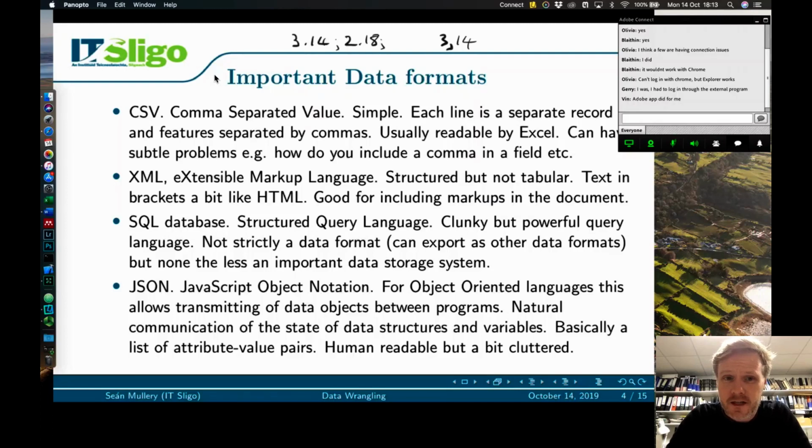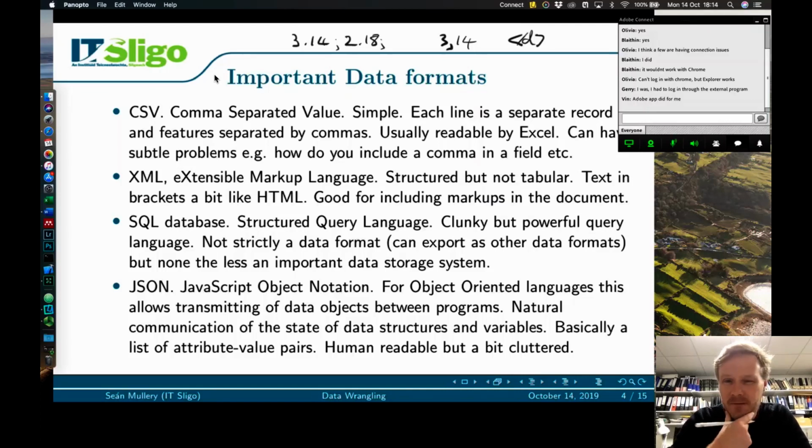XML then stands for Extensible Markup Language. It's structured but not tabular, so text, you kind of use those angle brackets that you see, and something to say what's in there, a little bit like you'd see in HTML and things like that. It's good for including markups in a document, but it's not necessarily that easy to see in a tabular format, which can be useful with the CSV thing. I'm talking about just when you open it to look at it in its raw format here.